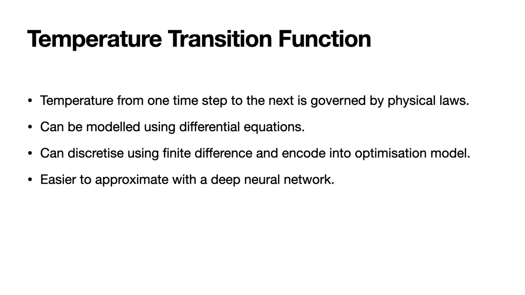The temperature transition function is what we are trying to learn using the machine learning model. It tells you the temperature in the next time step given the temperature in the current time step and some environment inputs. The temperature is governed by physical laws, and it can be modeled using differential equations, so we can discretize it using finite difference and then encode those equations into an optimization model. But there are many different temperature models to choose from, so it's easier to just train a neural network, and then we don't need to worry about which temperature model to choose.